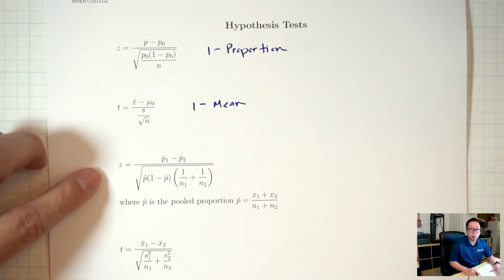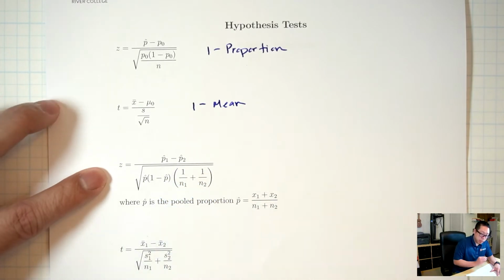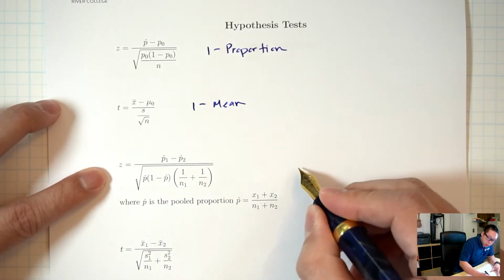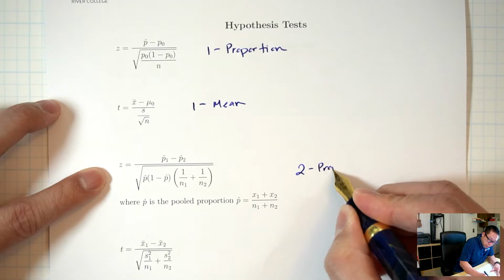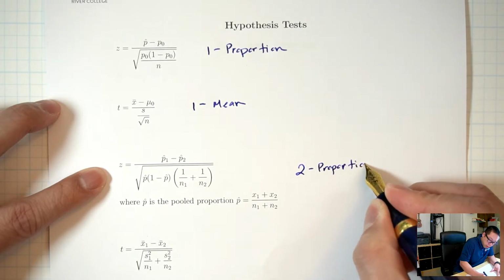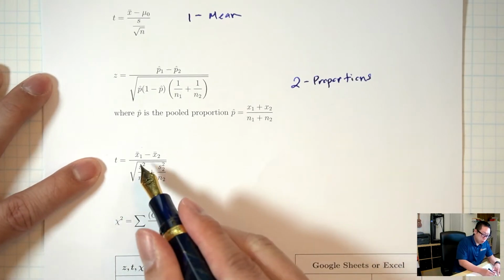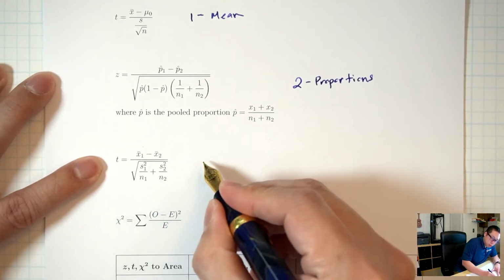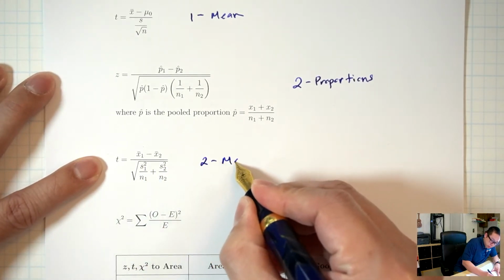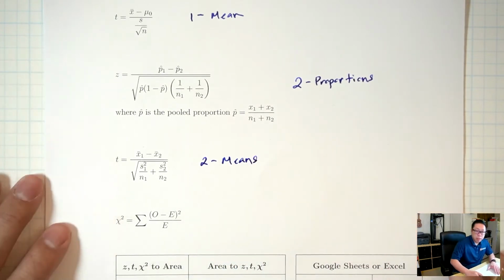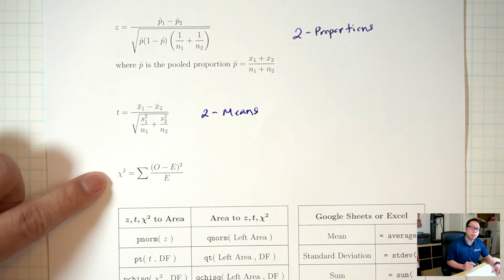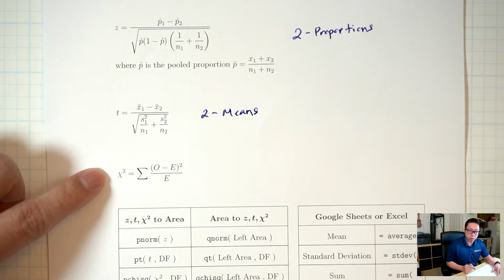The third formula with the Z and the P1 hat, P2 hat, that's for the two proportions situation. The fourth formula with the T and the X1 bar and X2 bar, that's for the two means situation. The last formula, we'll talk about this when we get to chapter 12, so we'll skip this for now.